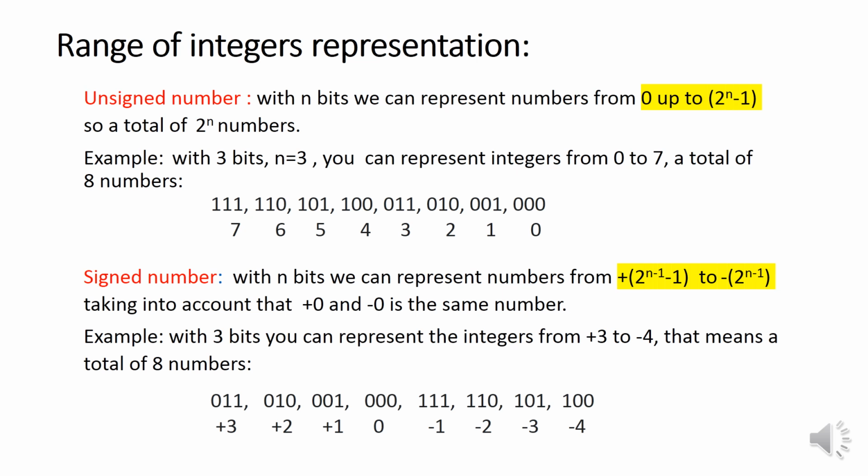Note that the range of the positive numbers has been reduced from 7 to 0 to plus 3 to minus 4. The reason is because the most significant bit has been dedicated to the sign. Note also that the negative numbers are represented in 2's complement form.